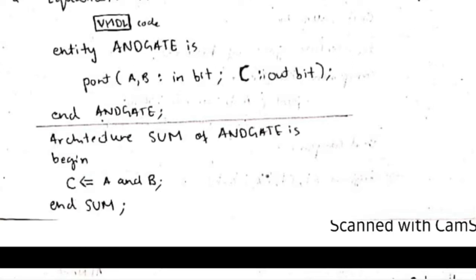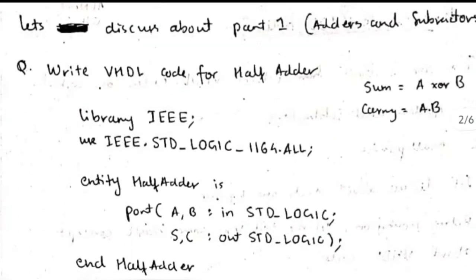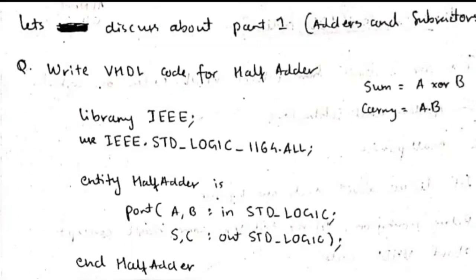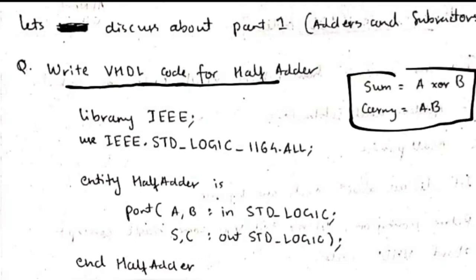Now after knowing about the basic part, let's see what type of questions are asked in exam. First part is from adders and subtractors. The question will be of this type: write the VHDL code for half adder. For half adder you need to know first what are the equations for sum and carry. For sum it is A XOR B and carry it is A and B.